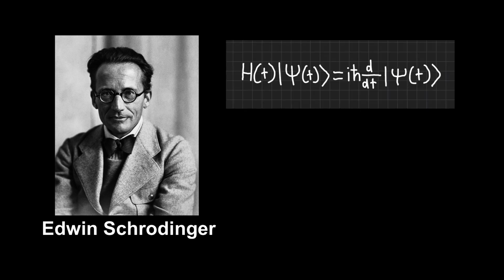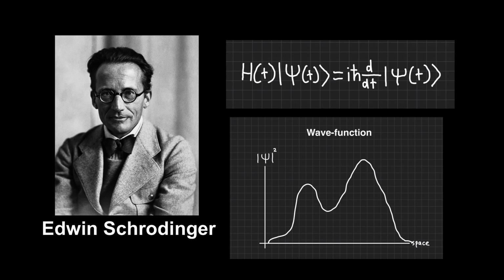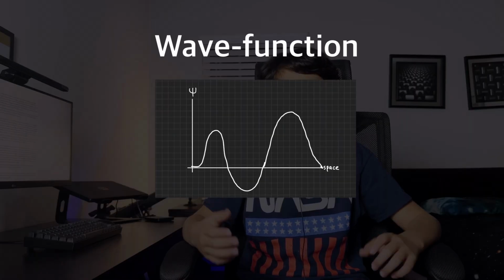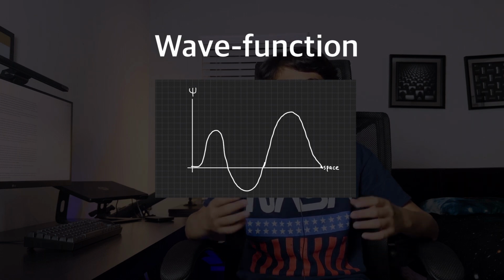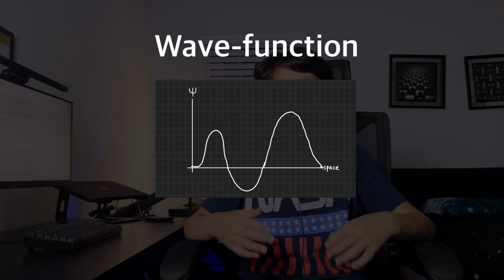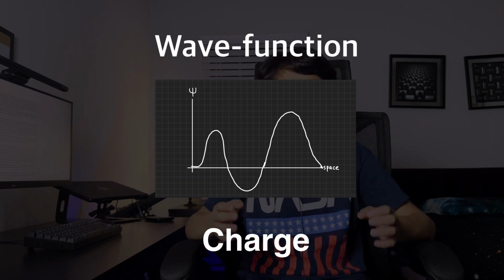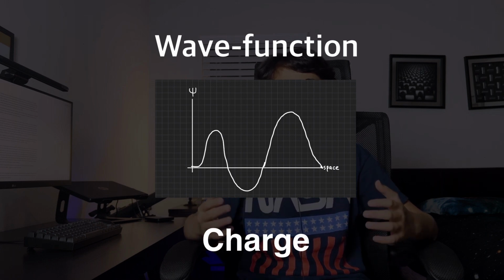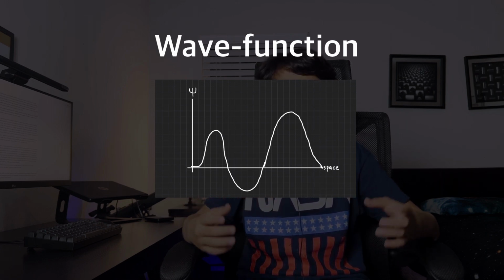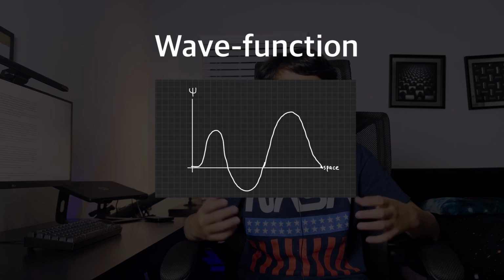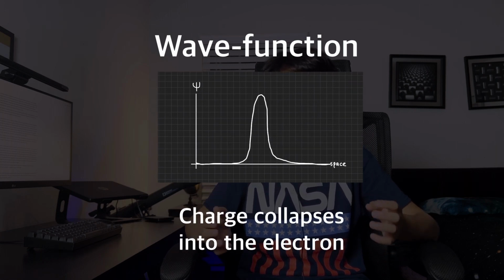Then came along Erwin Schrödinger, who tried to find a way to explain this wave-like property. He devised the Schrödinger equation, and the result of the Schrödinger equation was the wave function. Now, a typical wave function would look like this. Schrödinger thought that the wave function represented how the charge, technically the charge density of the particle, was spread out over space. Then, when you measured the particle, the charge would collapse back into the electron.